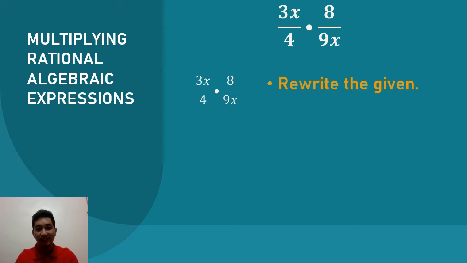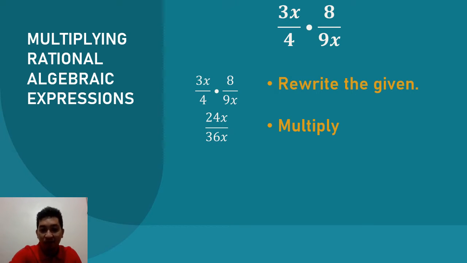What's the given? 3x over 4 times 8 over 9x. And then what's the next step? So you just have to multiply as what the rule says. So you have to multiply the numerator and then multiply the denominator, and then that's it. So 3x times 8. So number sa number, letter sa letter. So you are, yes, number sa number, variable sa variable.